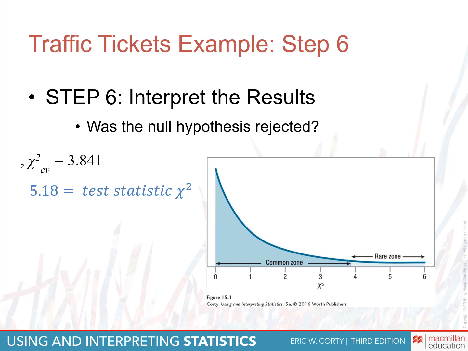All right, so our main interpretation at this point is going to be, was the null hypothesis rejected? And we said yes, because our critical value of chi-squared was a smaller number than our test statistic chi-squared. So our test statistic was in the rare zone. And so that means that we do reject the null hypothesis.